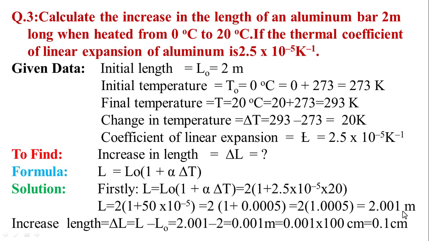Then delta L is equal to L minus L naught. This will be equal to 2.001 minus 2, which is equal to 0.001 meter. So 0.001 meter change into centimeter, multiplied by 100. Then this answer will be equal to 0.1 centimeter.